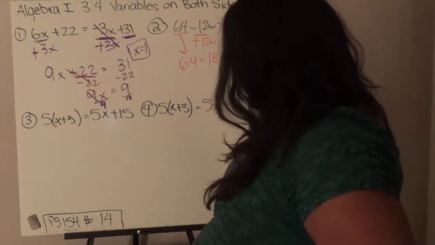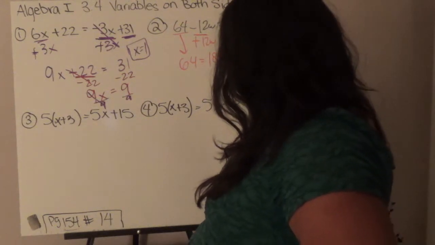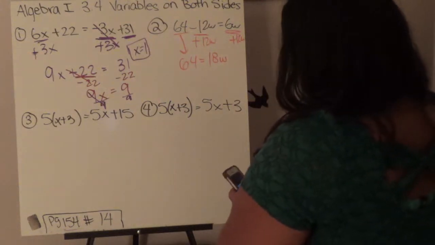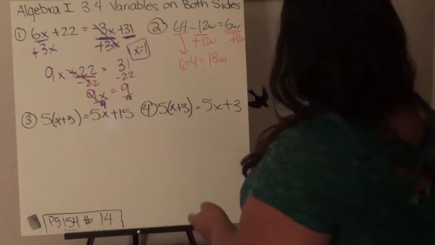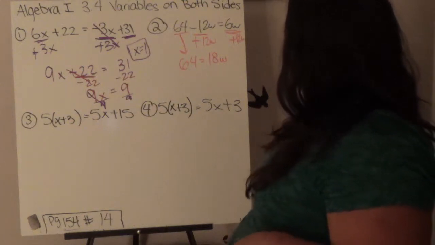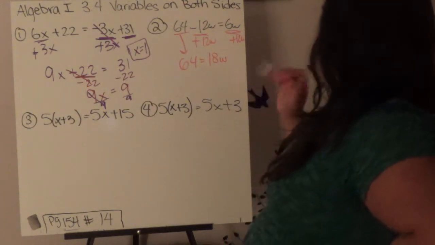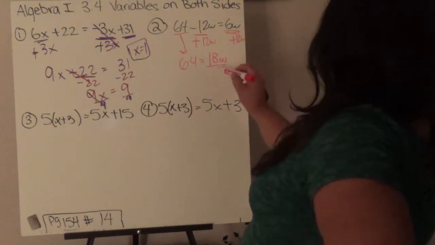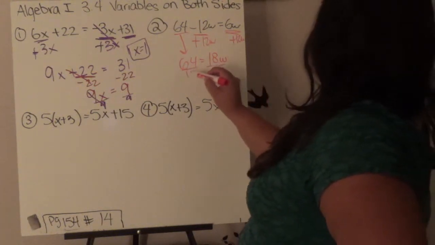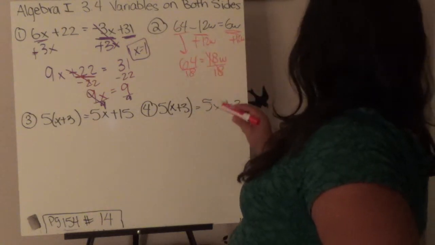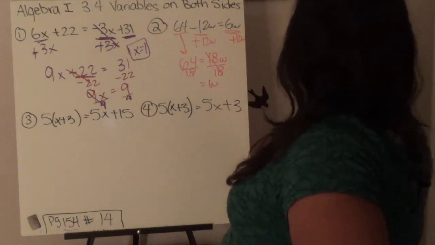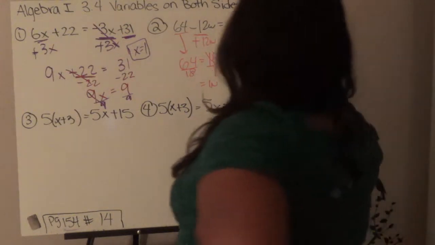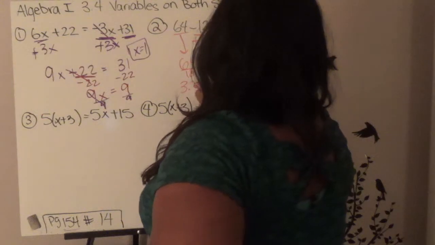Okay? Now, what I do next is I need to get rid of that 18 that's connected to the w. And I do that by doing the opposite. If this is being multiplied, I'm going to divide. I end up with 64 over 18. Well, 64 divided by 18, my calculator tells me, is a decimal, 3.55. So it's 3.56.